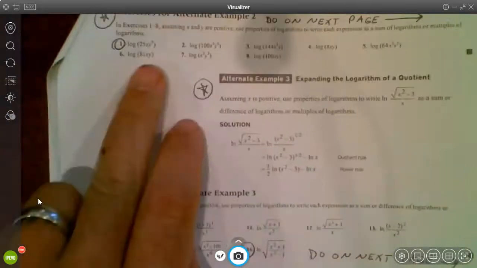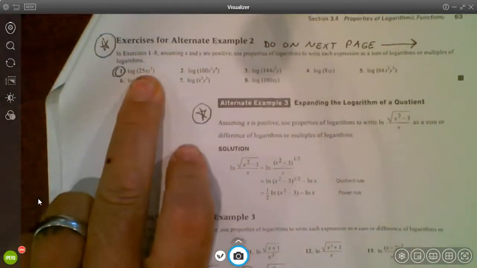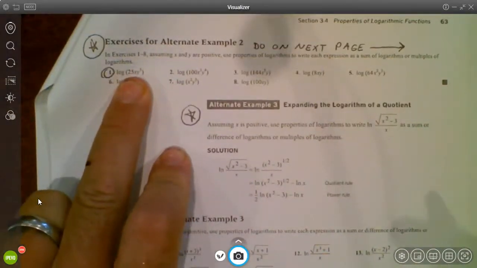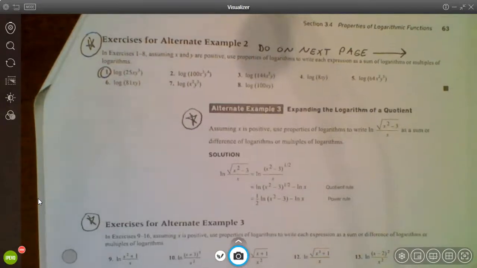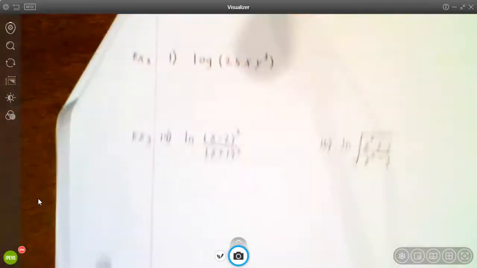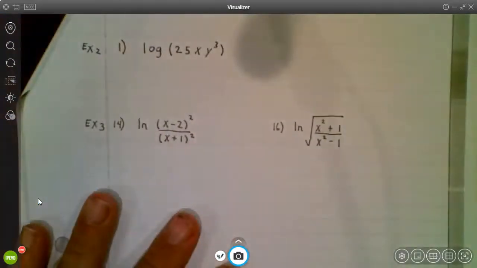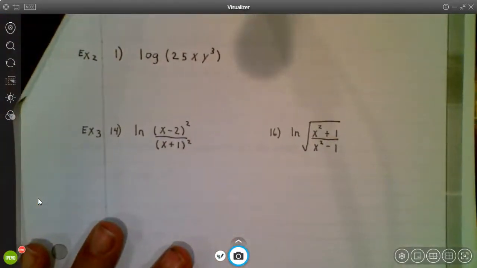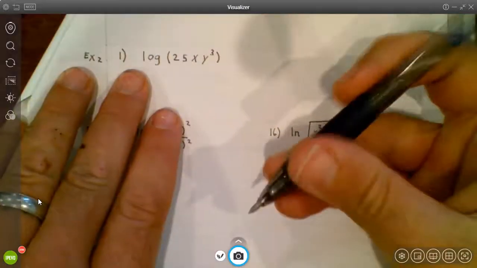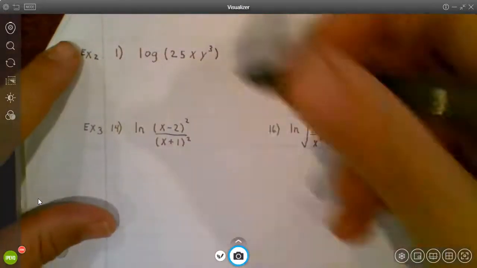For the one that I wanted you to try, this one right here, I already created space for this on the next page. So we're going to flip over and look at the log of 25xy to the third. We'll be coming back to these other ones in a second. So here's just one for practice, so you can always pause and try this ahead of me.